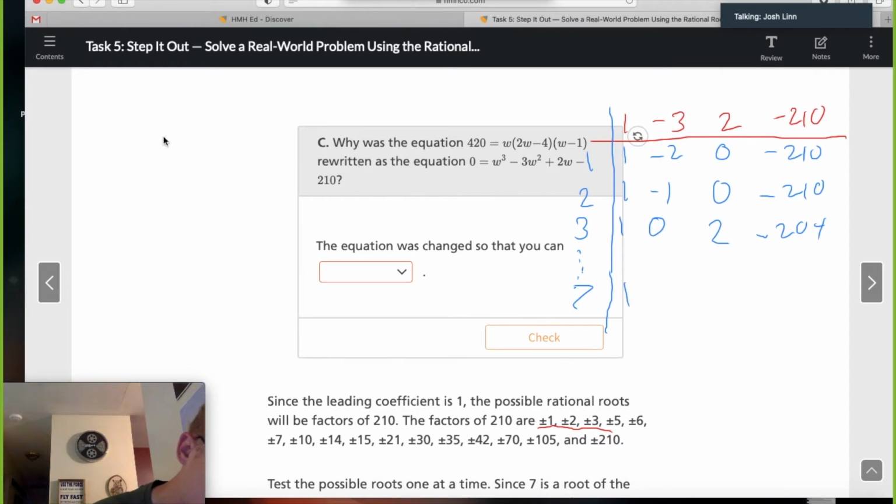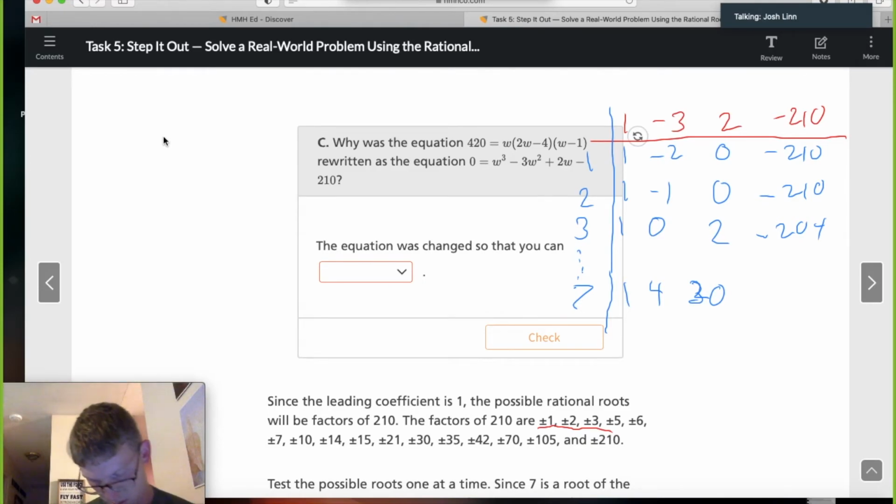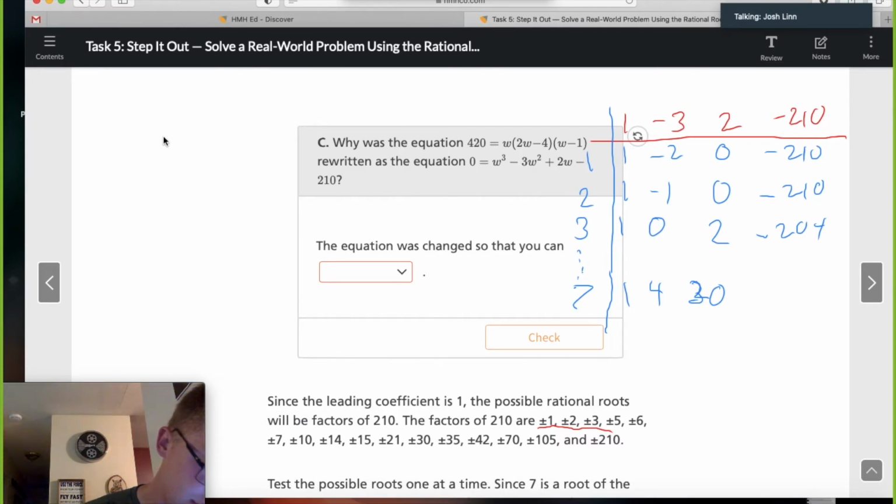So we bring the 1 down. 1 times 7 is 7. So that's going to be a positive 4. 4 times 7 is 28. Oh, plus 2 is 30. 30 times 7 is, I don't know, 210. Look at that. Minus 210 minus 210 is 0.